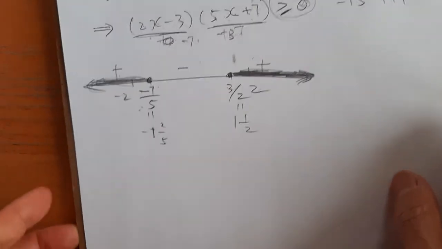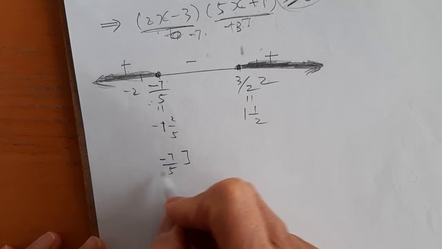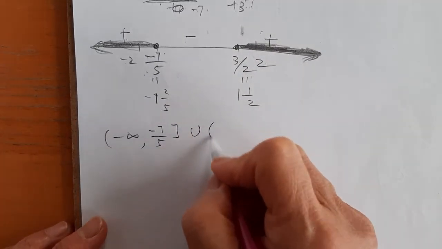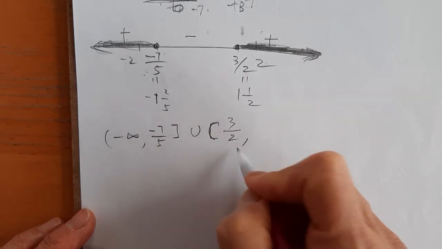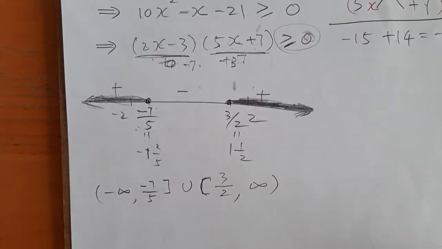Then you write down the solution: including -7/5 down to negative infinity, union with, including, so put a bracket, 3/2 up to positive infinity. That's the solution.